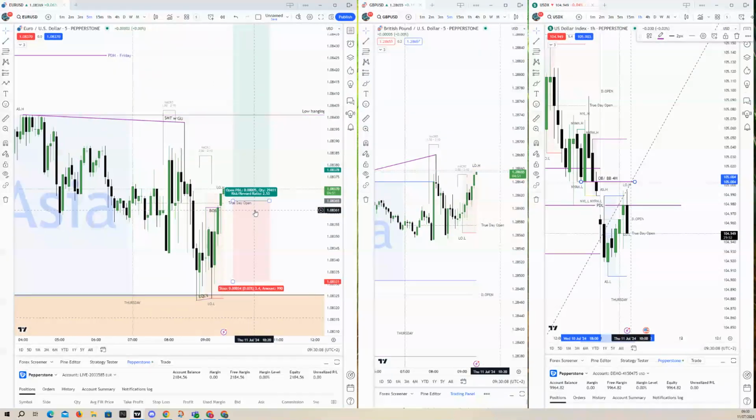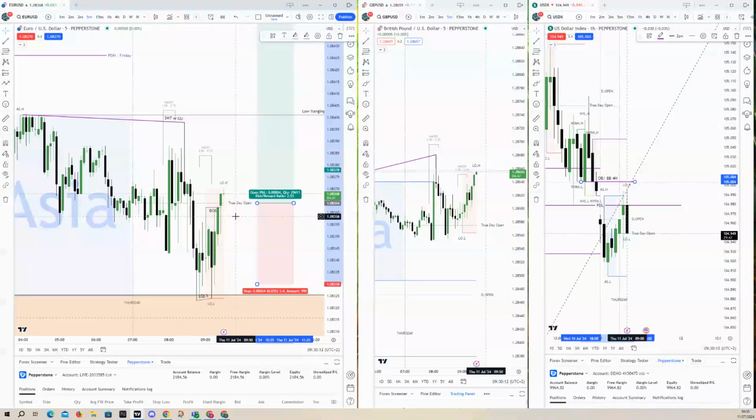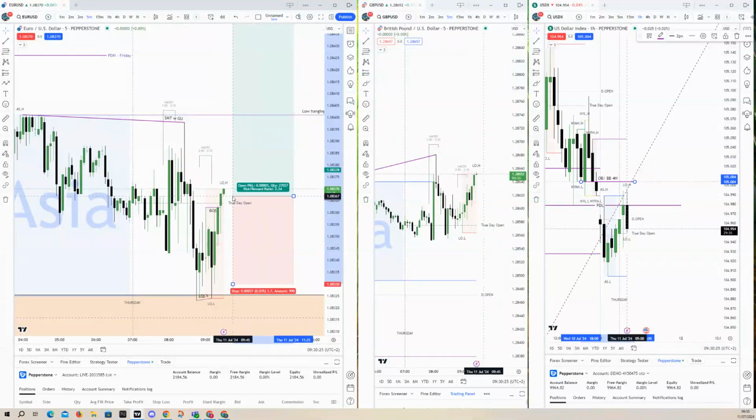and then a pullback, and in that pullback I will be entering. It can be a really small pullback, just that bit into the fair value gap, but could potentially form a fair value gap here, which could become my entry. That would be the level then, and the stop would be here.